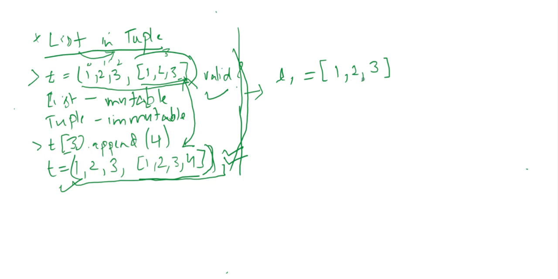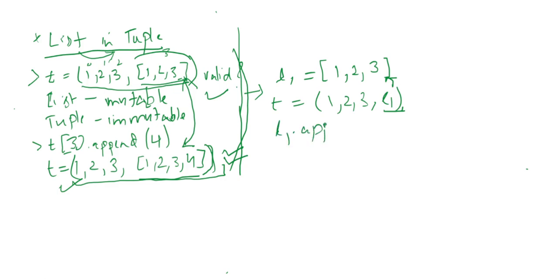If this L1 is equal to 1, 2, 3, then we can define a tuple as we have done before: 1, 2, 3, and over here it will become L1. It is the same representation. Over here also 1, 2, 3, and this L1 is referring to this list which is 1, 2, 3. So this is the same representation as before. Nothing has changed, right? Now we have changed the list, right? So over here we will also change the list.